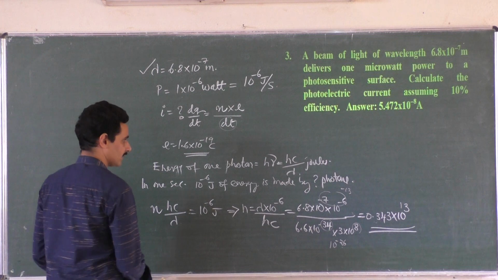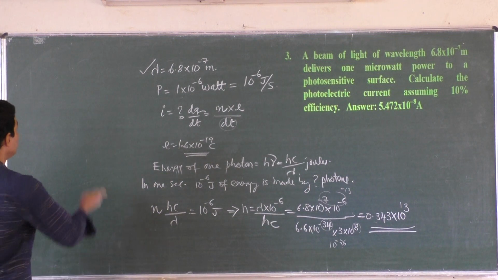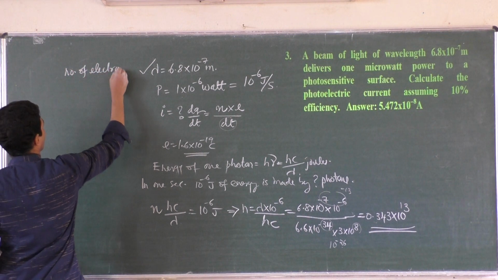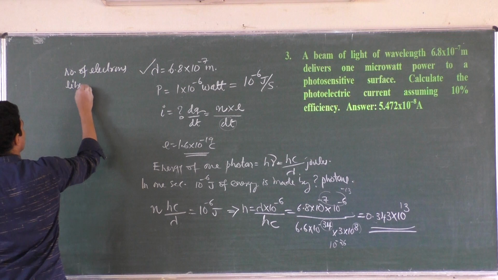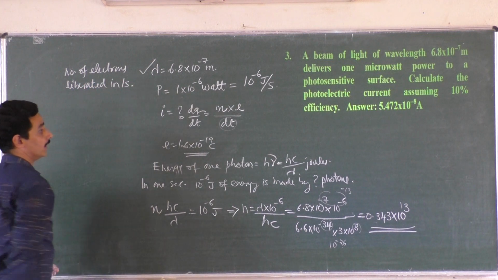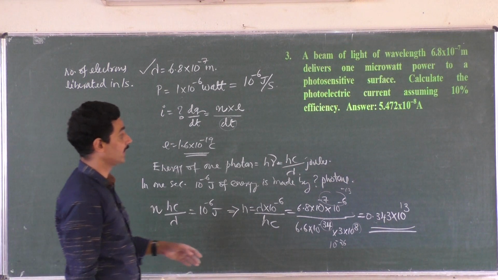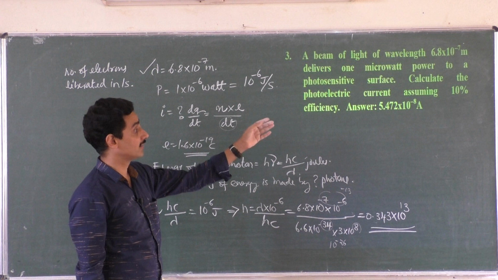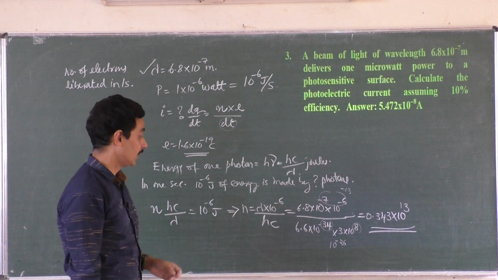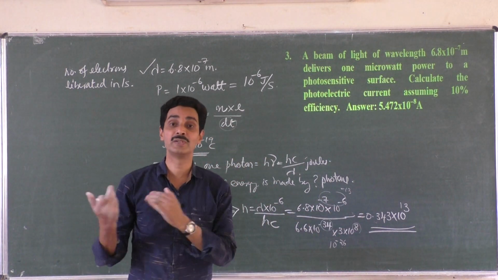So how many electrons are liberated? Number of electrons liberated in 1 second, assuming that it is 10% efficient. Photoelectric current assuming 10% efficiency. That means only 10% of these photons will be able to remove the electrons.